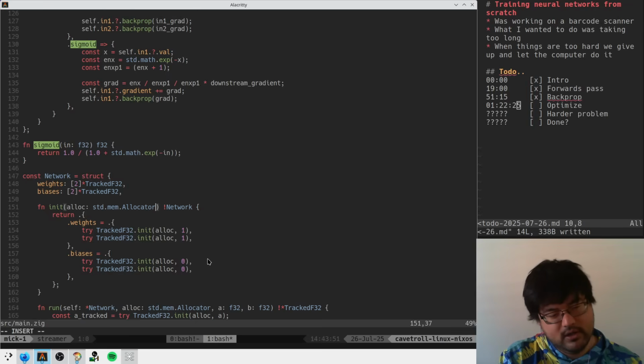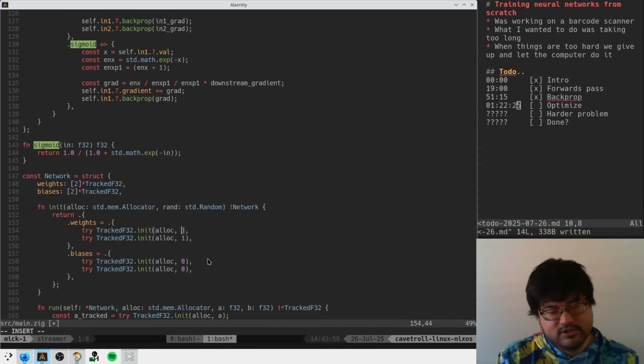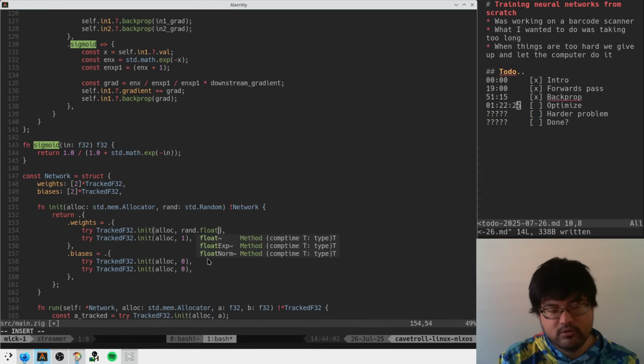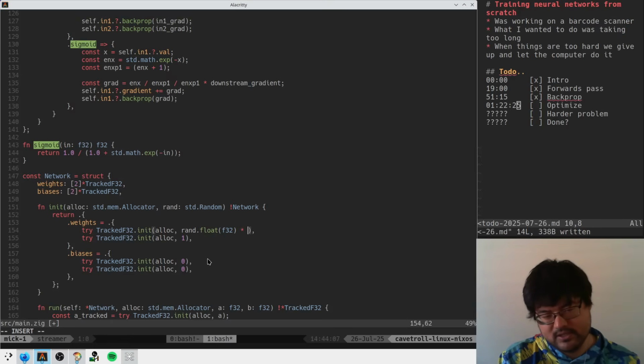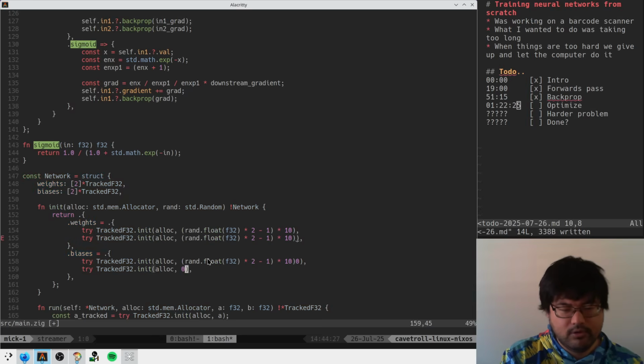So we could do here, let's take in a random thing and just do float. Can we multiply this? We want this to be in some range, right? So times 2 minus 1 should give us a -1 to 1, and then we can multiply that by like 10, right? Let's get these in the range -10 to 10 or something. Boom, boom, boom, boom, boom.